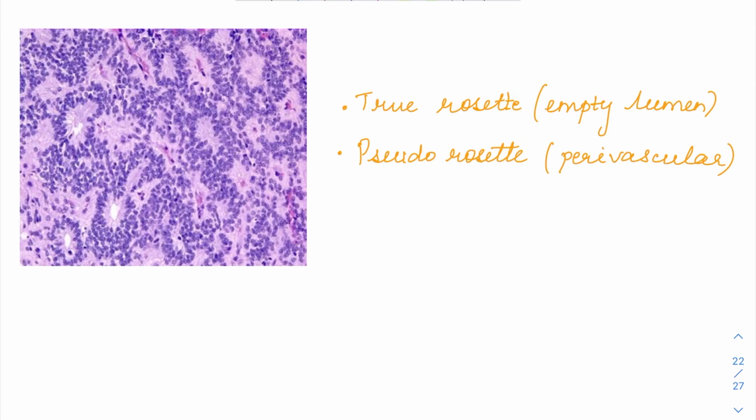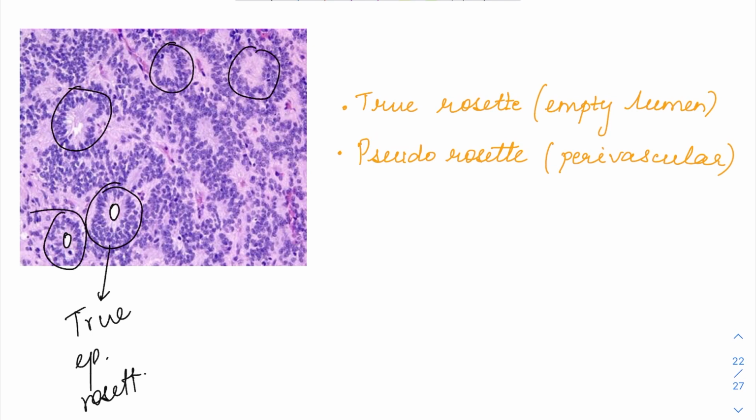The ependymal cells are actually forming these rosettes. If you appreciate this, it is looking like a flower, this one is looking like a flower, and this one too. So all of these are forming rosettes. While this rosette has an empty lumen in between, this is going to be a true ependymal rosette. Okay. While in this other one, we are going to see a vessel in between.